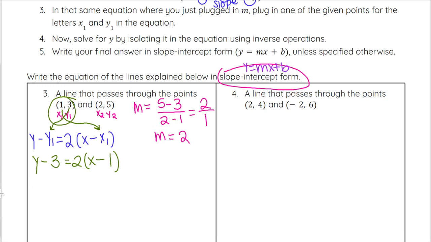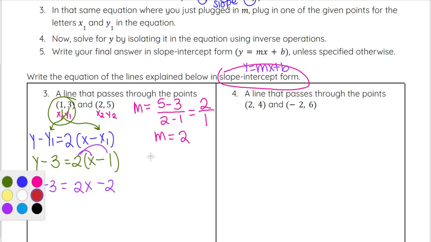So to get it into that form, we want to do two things. First thing is to distribute the slope of 2 to each term in the parentheses. So y minus 3 equals 2x, and then 2 times negative 1 is negative 2.